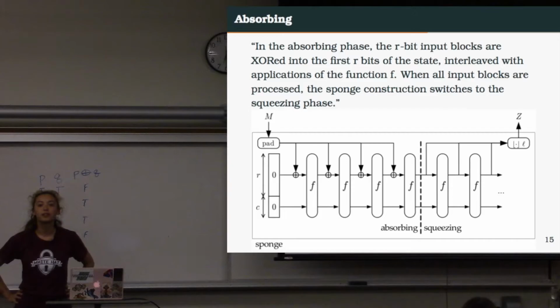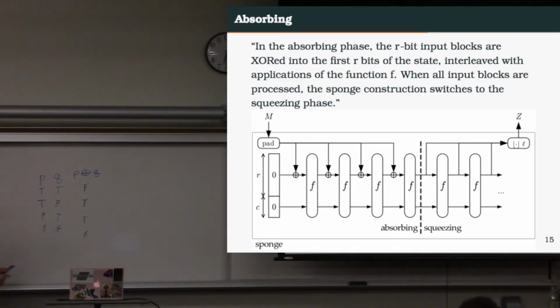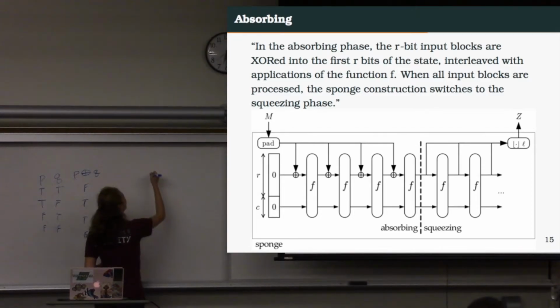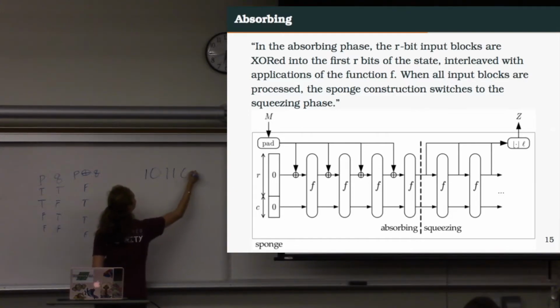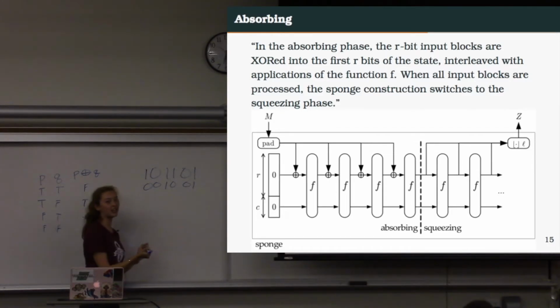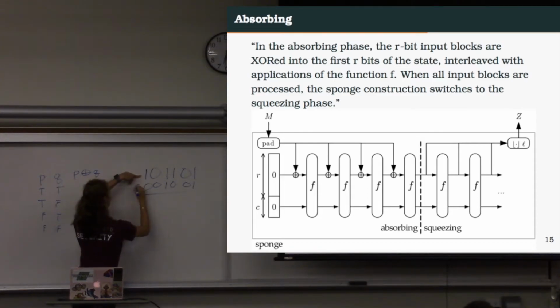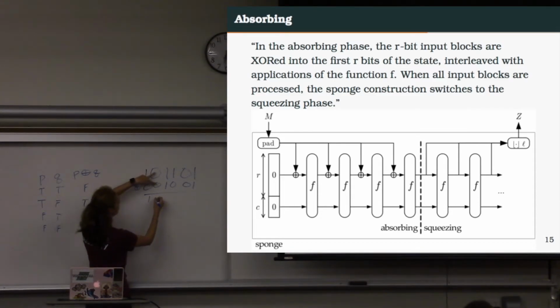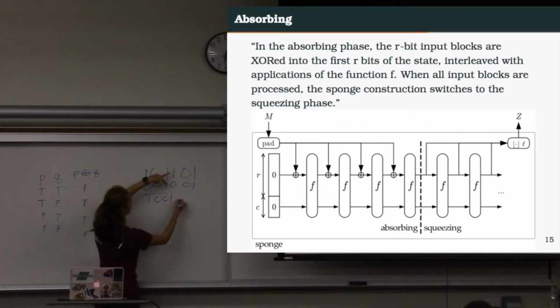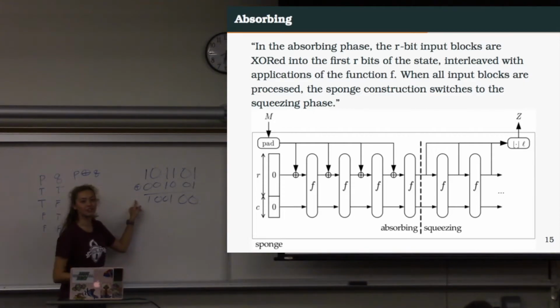Can you show us how you apply it to bits? Specifically more than one bit. I can. So let's say you have 101101, for example, and you have another one, 001001, and you want to XOR these. You see these two are different, so you put a 1. These two are the same, so you put a 0. These two are the same, so you put a 0. These two are different, so you put a 1. So this would be XORing two bit strings.